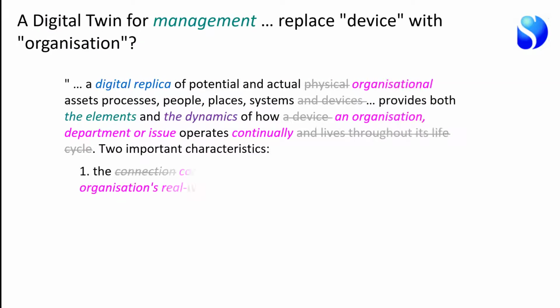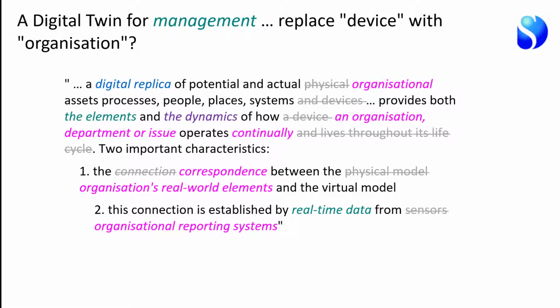So what might a digital twin for management look like? Well, just go through that definition, replace the word device with organization, and what you get is this. A management digital twin would be a digital replica of potential and actual organizational assets, processes, people, places and systems, not devices generally. It would provide both the elements and the dynamics of how that organization, that department or that issue operates continually. We're not usually concerned with organizations living through their entire life cycle. We're looking at ongoing organizations.